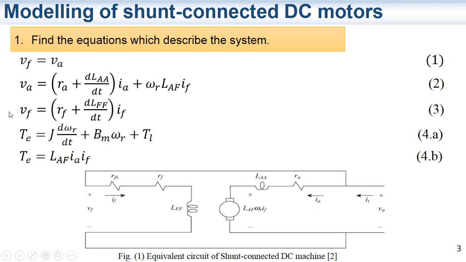The electromagnetic torque is expressed in terms of the mechanical parts of the machine, which are the inertia of the rotor and the damping coefficient associated with the rotational system of the machine, and any load torque applied to the machine. It can also be expressed in terms of the mutual inductance between the armature and field windings multiplied by the armature and field currents.